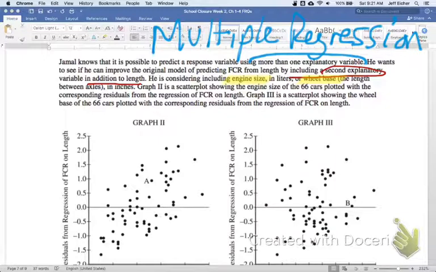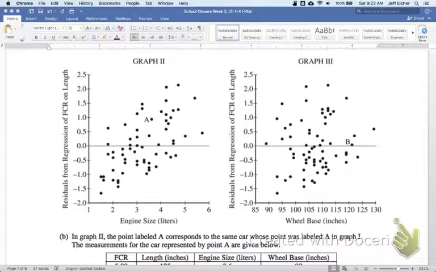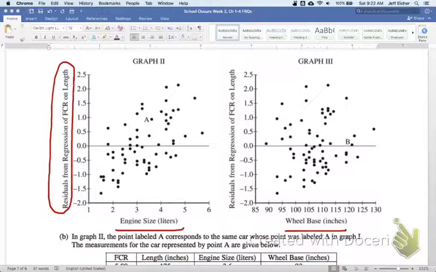So what we have here are two scatter plots. It's really important to notice the axes here. For these two scatter plots, here's engine size as another explanatory variable, and here's wheelbase as another explanatory variable. And then notice that what is being graphed are the leftovers, the residuals from our first regression. Residuals from regression of FCR and length. So we have two different scatter plots here, and then part B is basically trying to get us used to what's going on in these graphs.